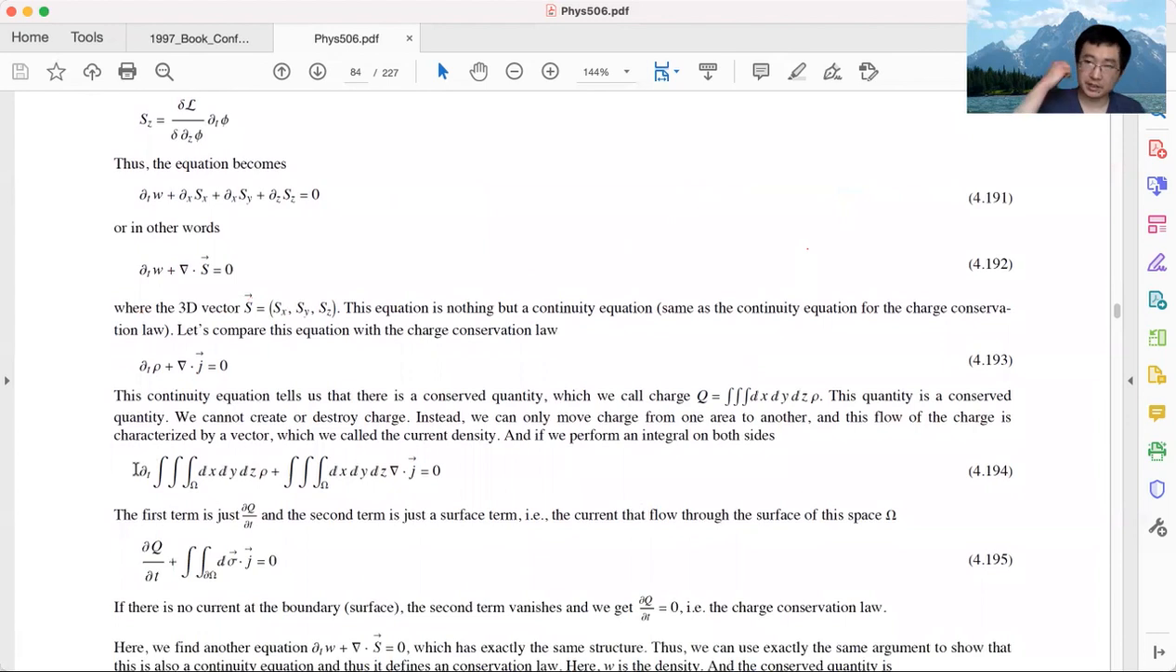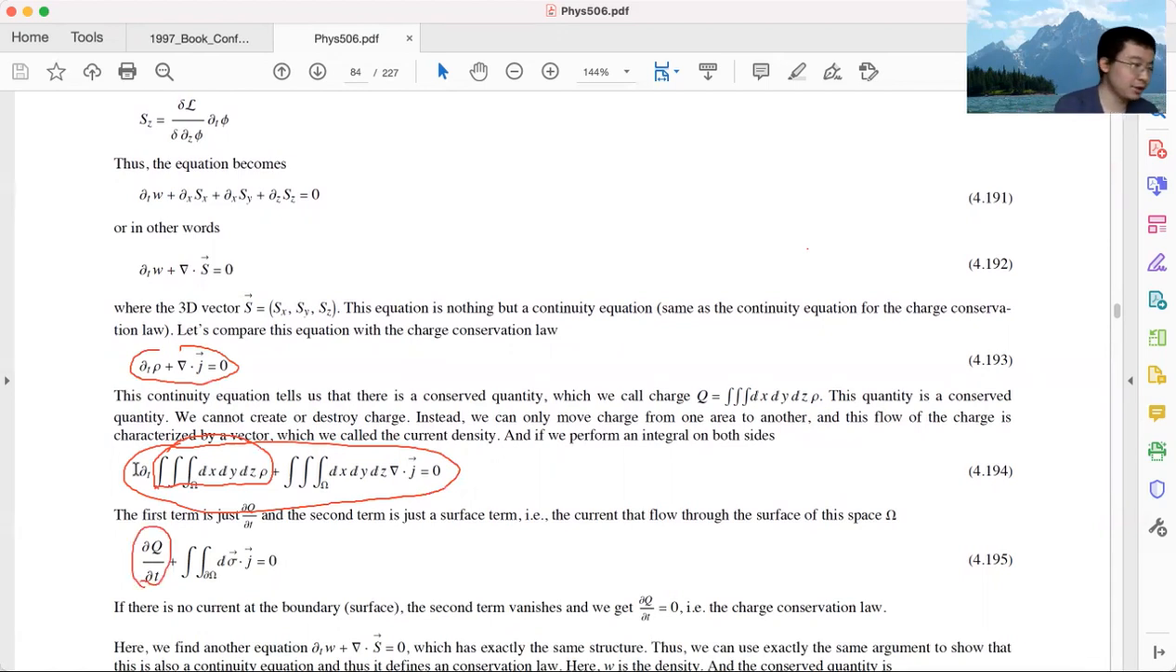For the case of charge, we know this is the continuity equation. Then we can do a spatial integral on both sides, for both terms. It should still be 0. The spatial integral of rho in the first term is Q, my charge inside this volume omega. So the first term becomes partial Q partial t after we do the spatial integral. The second term is a spatial integral of the divergence of J. We can use Stokes' theorem to convert this term into a surface integral.